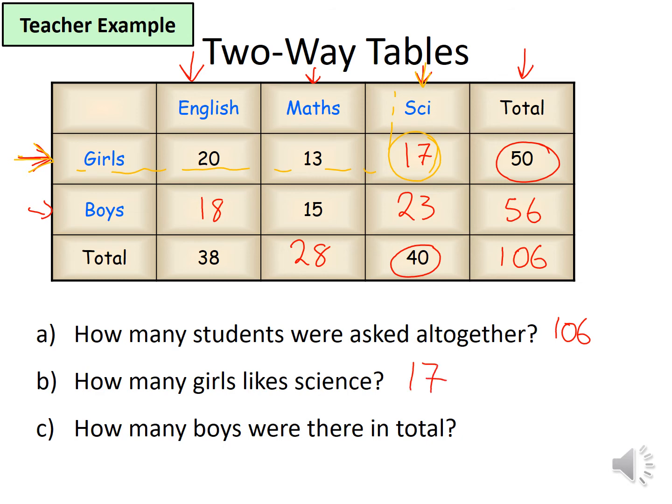How many boys were there in total? So if we go to the boys column, that's that column there. All of the boys in total, if you go all the way across, we have 56 boys that are studying in total. That's 56.